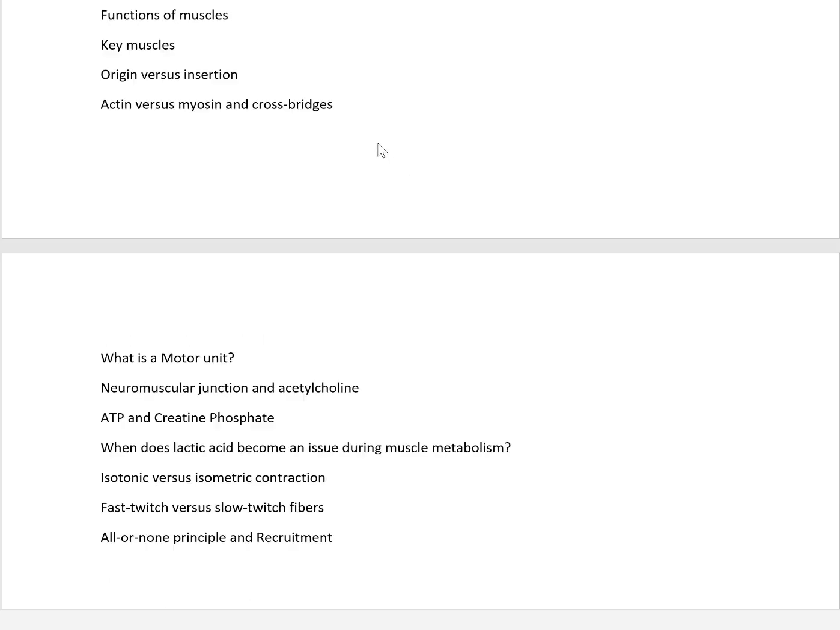All right, down to kind of the cellular level. Your thin and thick filaments are actin and myosin, and they actually form.